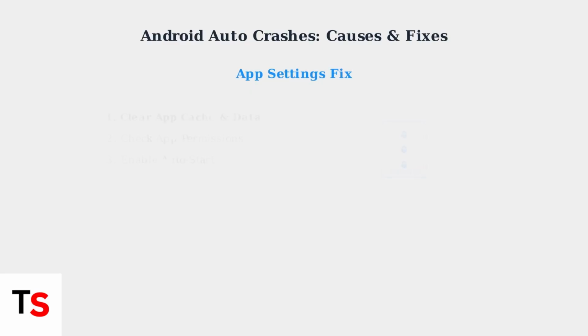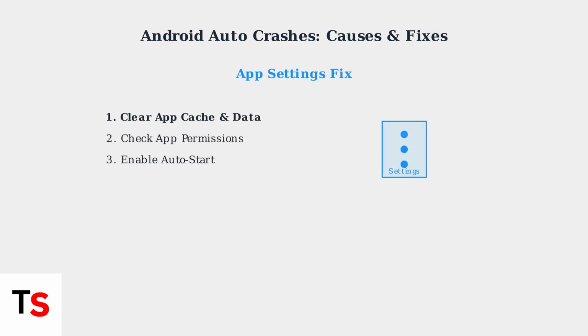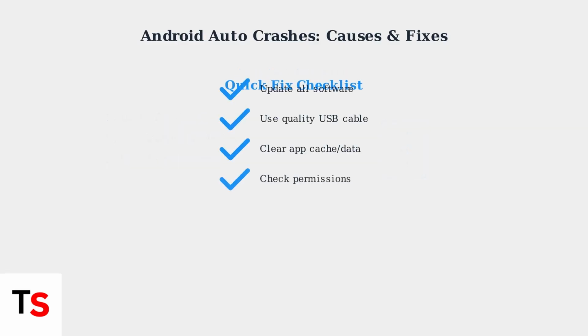To fix app-related issues, clear the Android Auto app's cache and data, verify all permissions are granted, and ensure the Auto Start feature is enabled in the app settings. These initial fixes resolve most Android Auto crashes. Update your software, use quality cables, clear app data, check permissions, and enable Auto Start. These steps address the most common causes of instability.